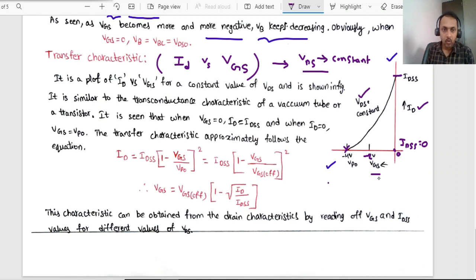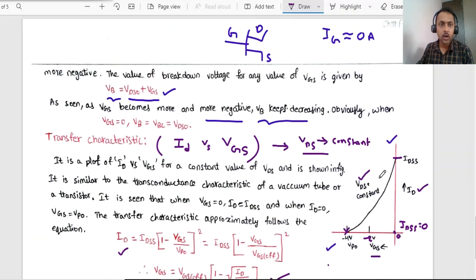Maximum, right? So in the form of equations, it can be given as ID equals IDSS into 1 minus VGS by VP naught. This can also be written as IDSS, the drain saturated current, times the bracket of 1 minus VGS divided by VP, whole square. So this is the final equation, right? Now these transfer characteristics are plotted between ID versus VGS. These are the things to be remembered.